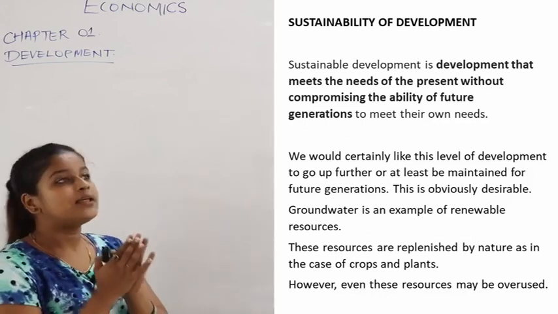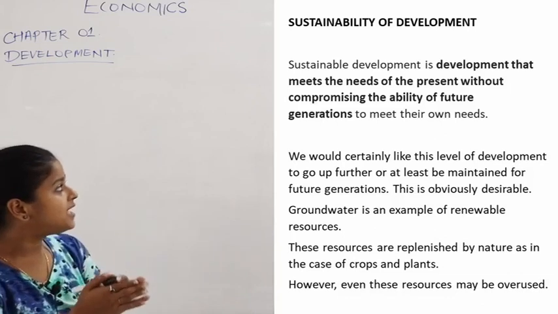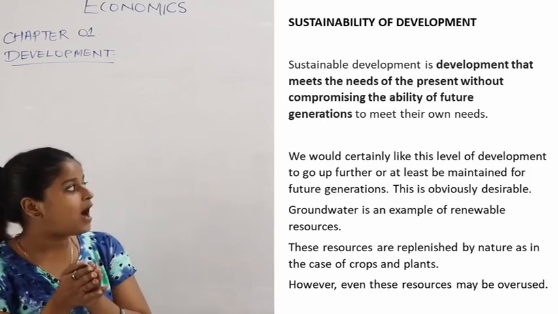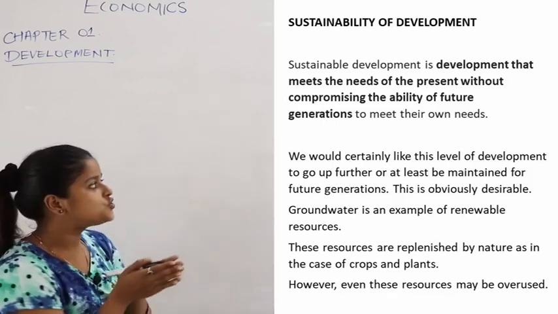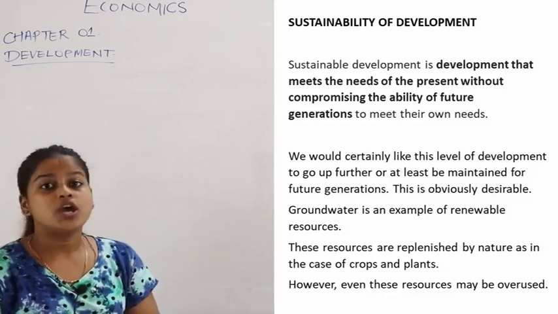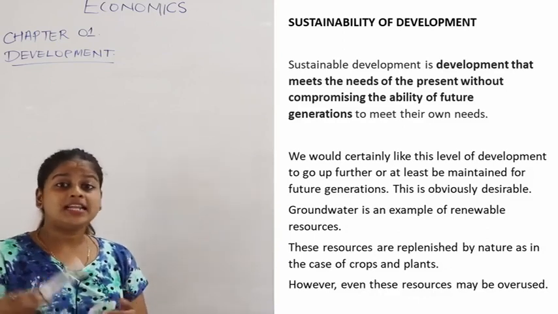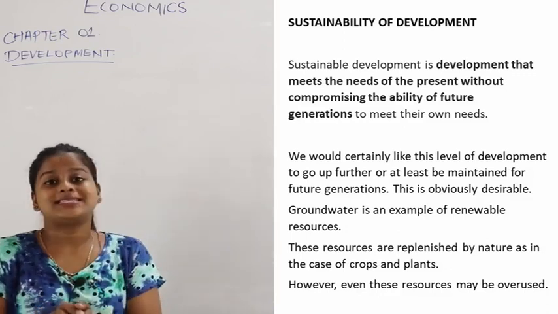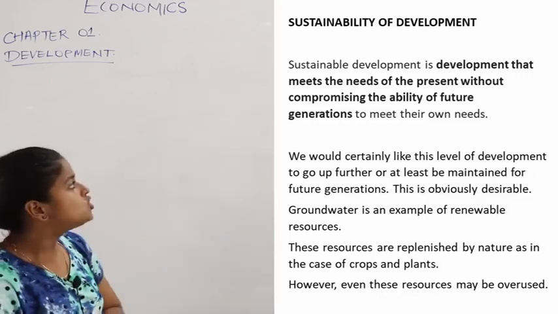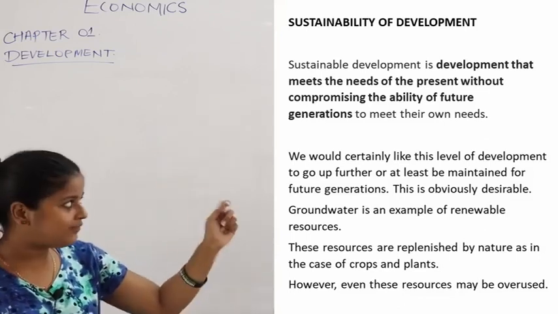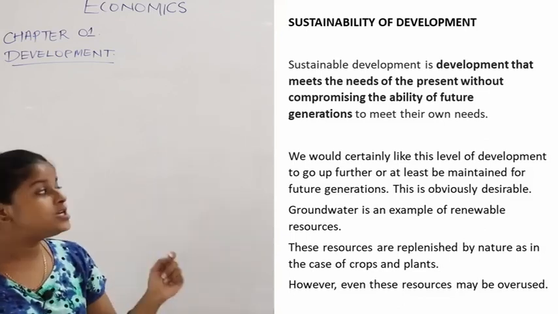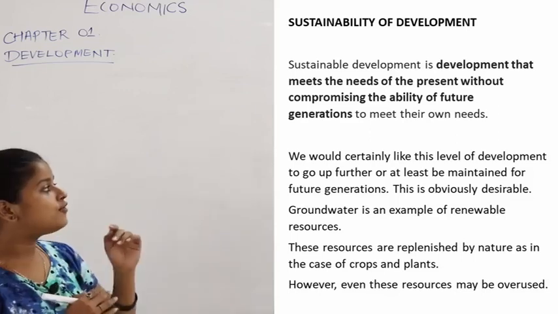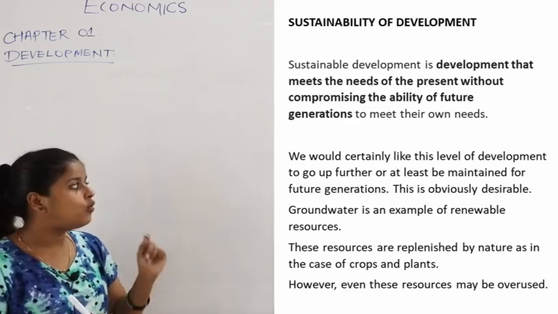Okay, so sustainable development is development that meets the needs of the present without compromising the ability of future generations to meet their own needs. So without compromising the needs of the future generation, we are fulfilling the present generation's needs.